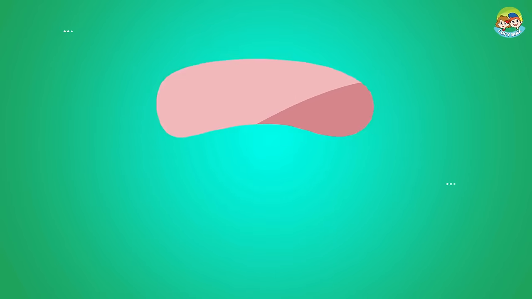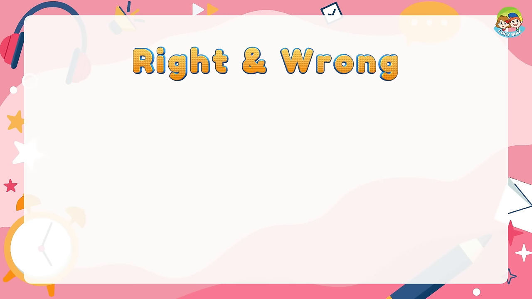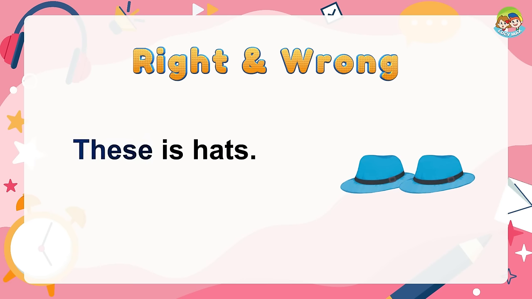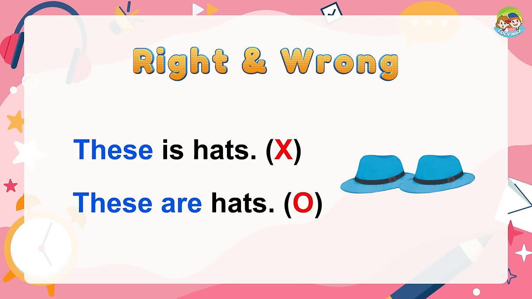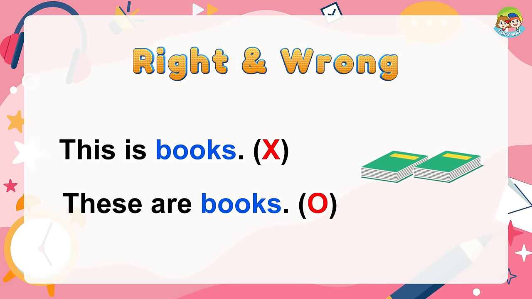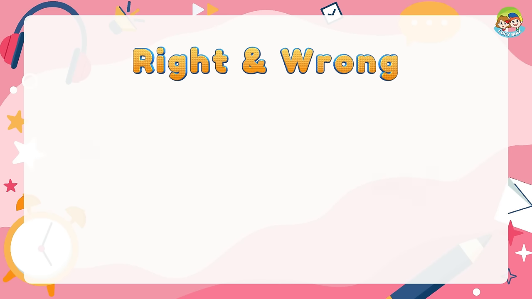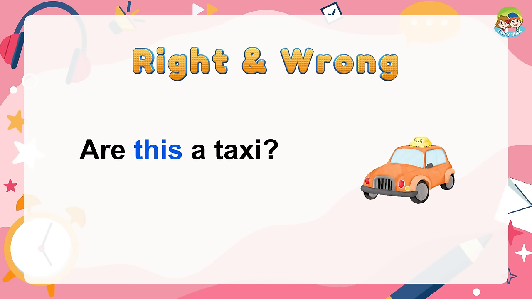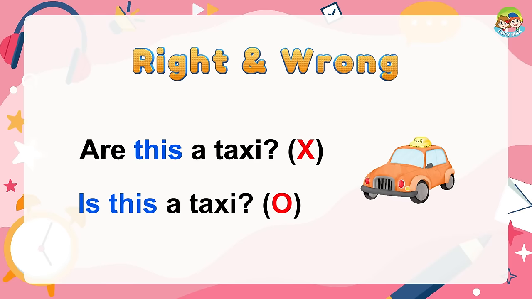Right and wrong. Now let's look at the right and wrong section. The first one says, these is hats. These is plural. We use are with these. These are hats. The next one. This is books. Books is plural. We use these are with plural. These are books. Are this a taxi? This is one. We use is with the word this. Is this a taxi?